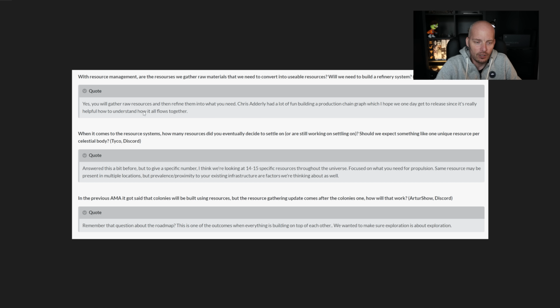So yeah, there's going to be a lot of resources out there. How many will there be? I think we're looking at 14 to 15 specific resources throughout the universe, focused on what you need for propulsion. The same resource may be present in multiple locations, but prevalence and proximity to your existing infrastructure are factors we're thinking about as well. So not too many resources.